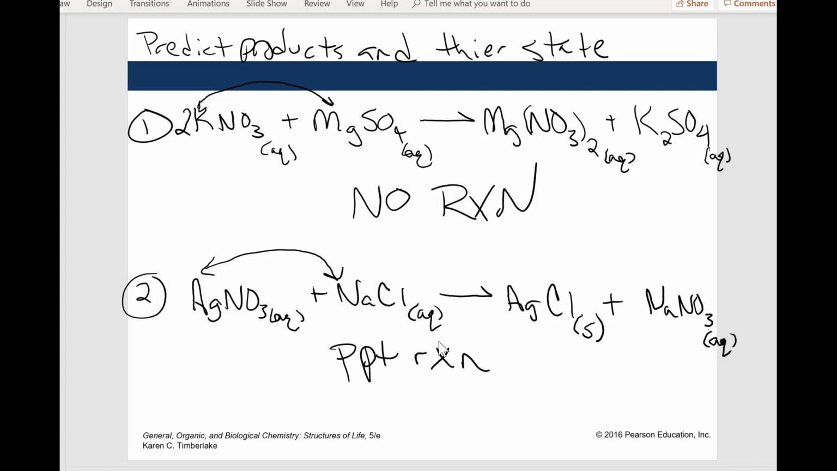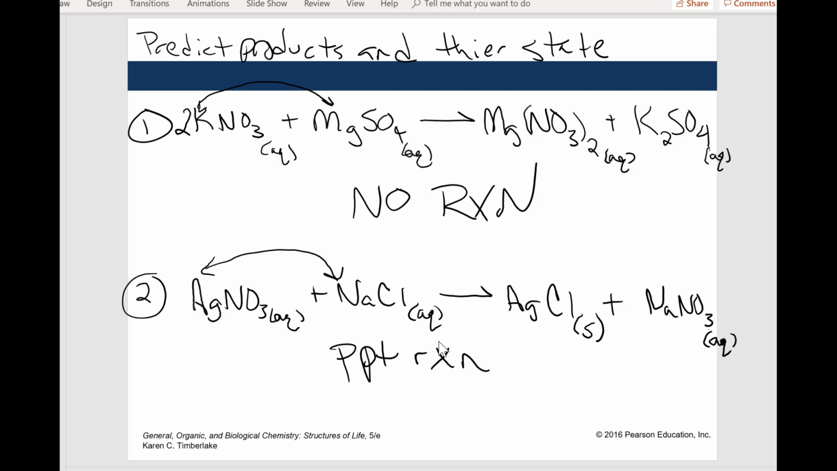When we have a precipitate reaction, we can write everything out the way that we're accustomed to. So all of the molecules reacting with each other and forming their products. That's called the molecular reaction.